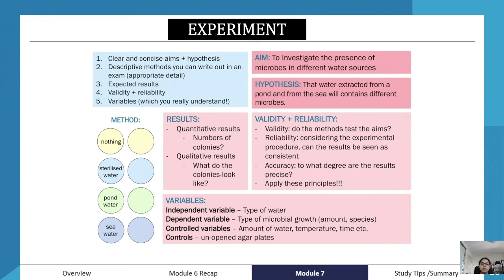We're then looking at the controlled variables, so things that we're keeping the same. In each sample, we have, for example, the same amount of water, the same temperature at which we are culturing those agar plates, and also doing it for the same time. Finally, controls. A control can be a sealed, unopened agar plate which has nothing growing on it. That can be a control, because ultimately that will tell you that there's no bacteria grown on it because it's been unopened and sealed, in comparison to the agar plates that have got the sterilized water, pond water and seawater.